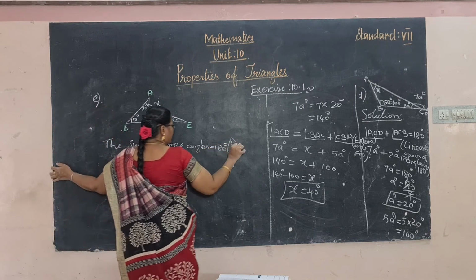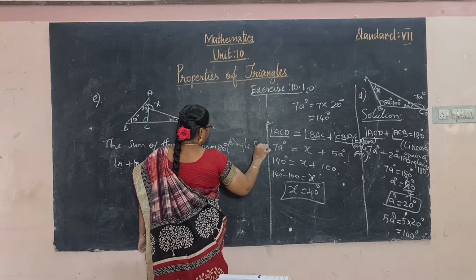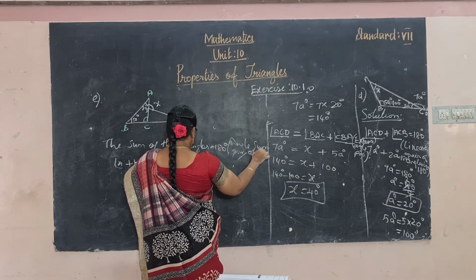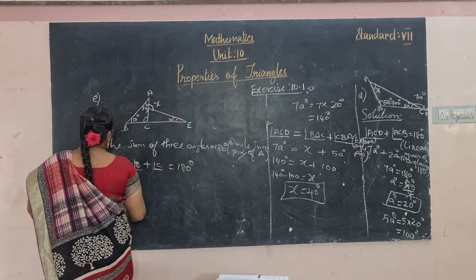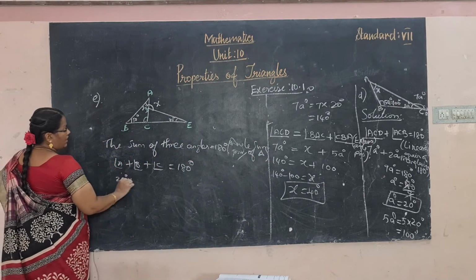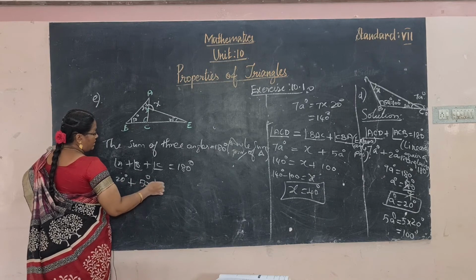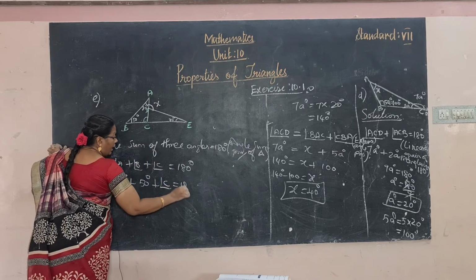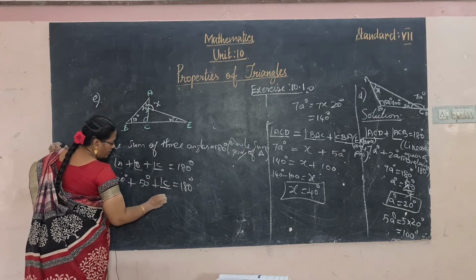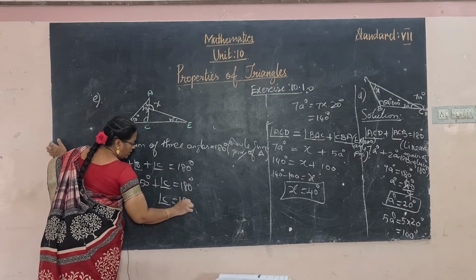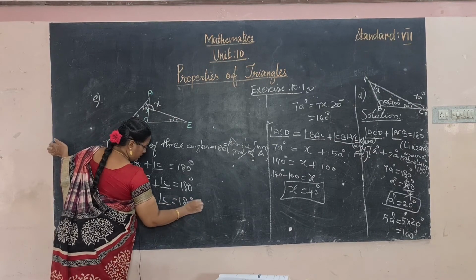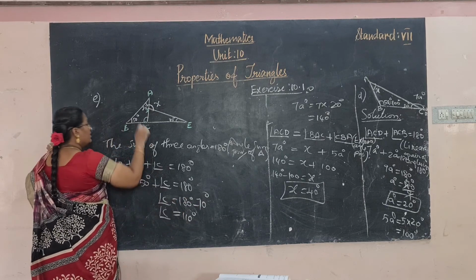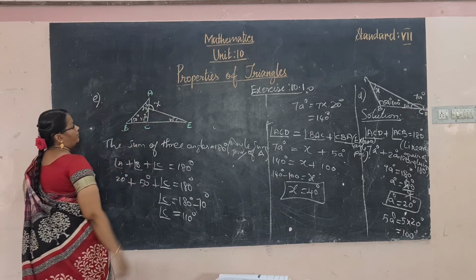Here write angle sum property of triangle. So angle A is 20 degree plus angle B is 50 degree plus angle C, which we have considered as BC, is 180 degree. So add this value: 70. So C is equal to 180 minus 70 degree, which is 110 degree. So angle C is equal to 110 degree.